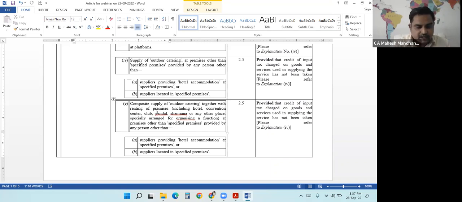But again, if that premises, that hotel, is providing lodging services and the declared tariff is more than 7,500 per day, then this service will be liable to tax at 9% after availing ITC.